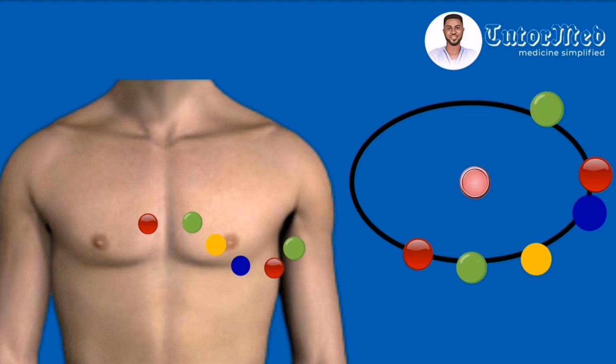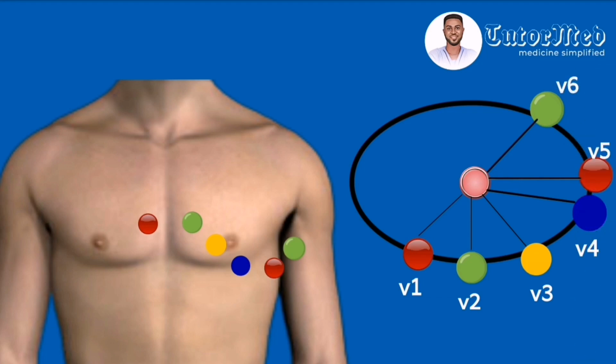And so, when the ECG machine analyzes the first electrode and then the Wilson's central terminal, we have V1. Then the second electrode and the central terminal, V2. Then the third electrode, central terminal, V3. Then the fourth electrode, the central terminal, V4. The fifth electrode and the central terminal, V5. And then the sixth electrode and the central terminal, V6.